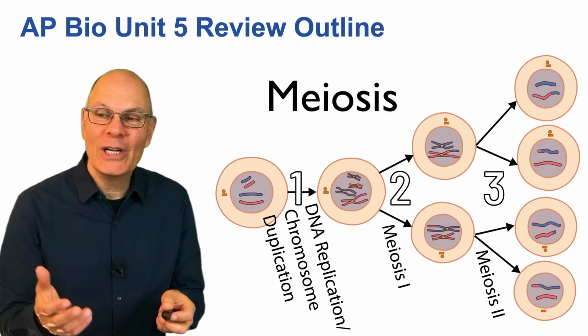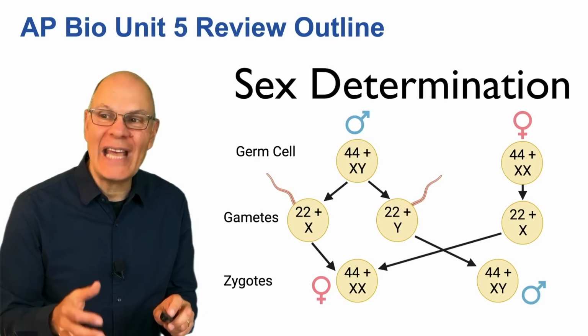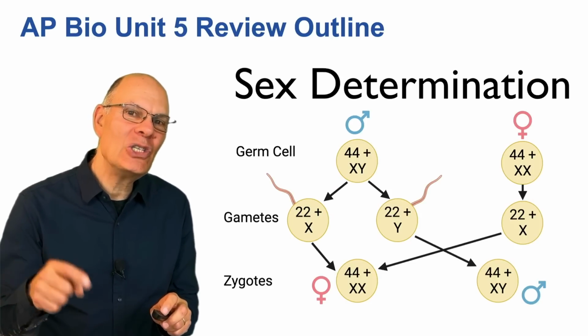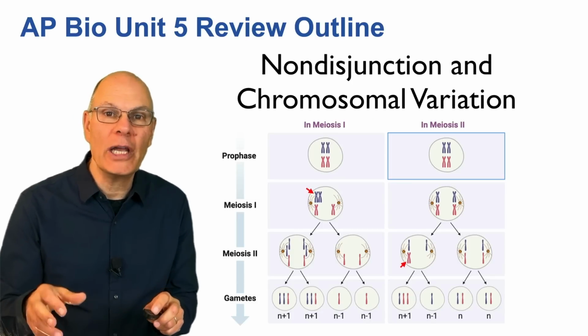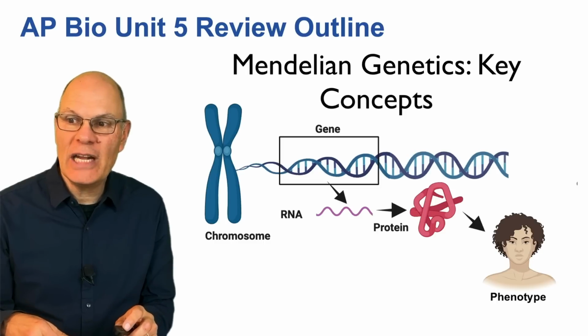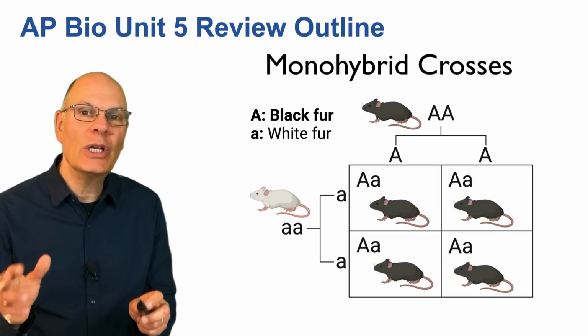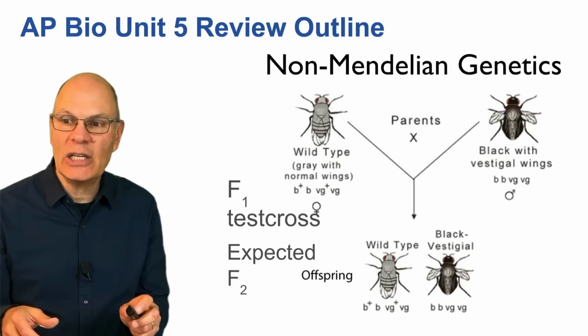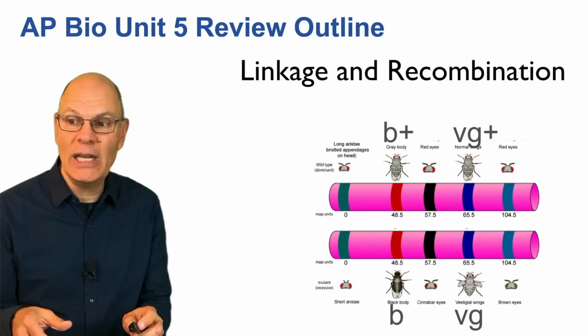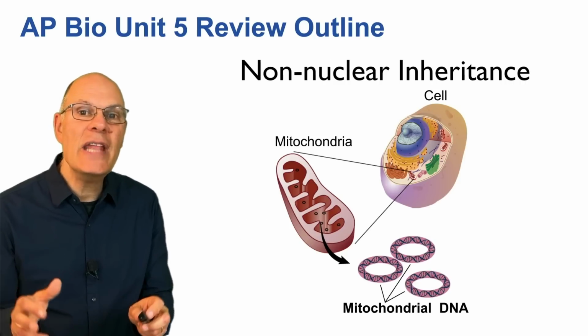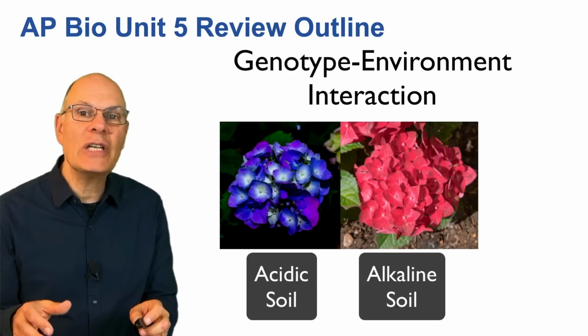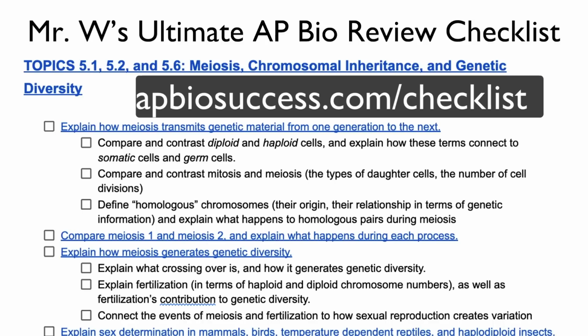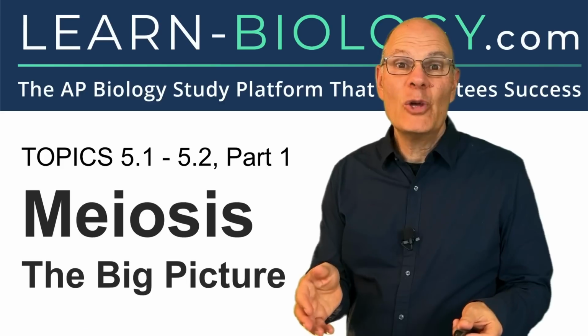Here's what we're going to cover in this video. We're going to start with meiosis. That'll lead us to sex determination. And that'll lead us to an investigation of what can go wrong in meiosis. Then Mendelian genetics. We'll start with key concepts. We'll look at monohybrid crosses and dihybrid crosses. Then non-Mendelian genetics, which includes linkage and recombination, sex-linked alleles, non-nuclear inheritance, and genotype-environment interaction. To help you study, I've put together a checklist that you can download at apbiosuccess.com/checklist.